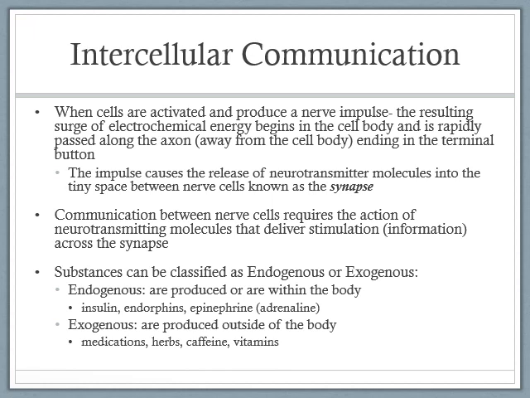synapse. Substances can be classified as endogenous or exogenous. Endogenous are those that are produced within the body. Examples of those would be insulin, endorphins, and epinephrine, which you may have heard of as being referred to as adrenaline. And the opposite of that is those that are produced outside of the body. This includes medication, herbs, caffeine, and vitamins.